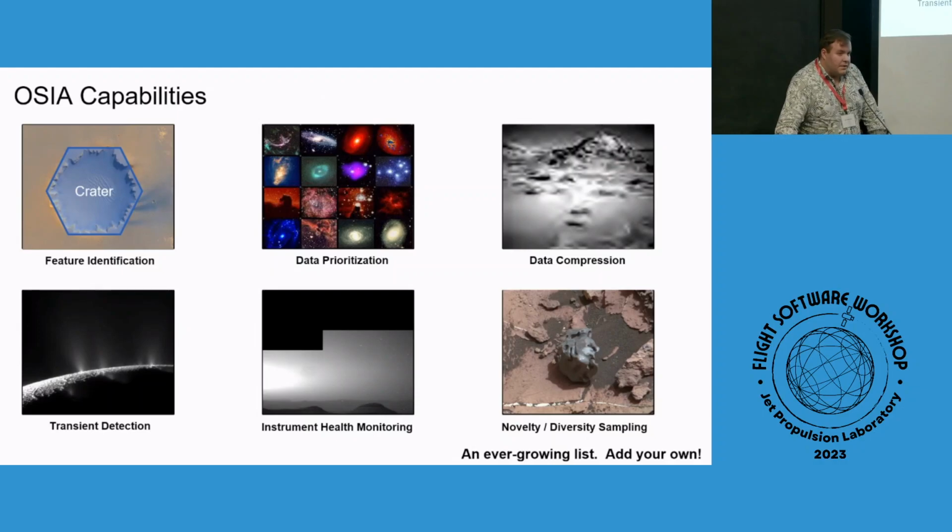We do a lot of stuff looking for things like plumes, dust devils. You can't command an image to take a thing where you don't know where it's going to be. There's also aspects for instrument health monitoring. So, being able to look and see which data doesn't look right and de-weight that for prioritization for downlink, as well as some novelty, diversity sampling.